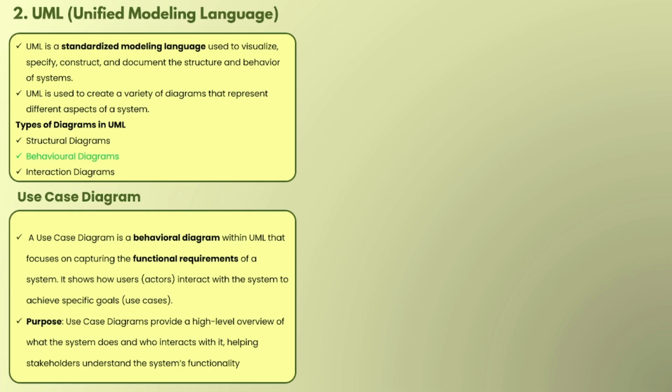Instead of getting technical, it just tells us what the system should do for different users. It shows the capabilities of the system for each and every user who will interact with the system, or software as we call it as well. The purpose is that a use case diagram provides a high-level overview of what the system does and who interacts with it, helping stakeholders understand the system's functionality.